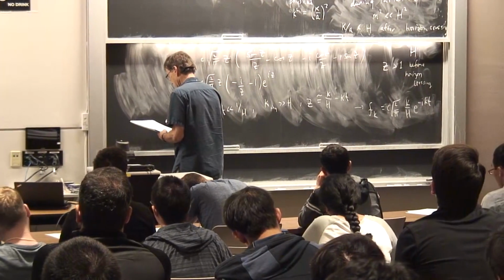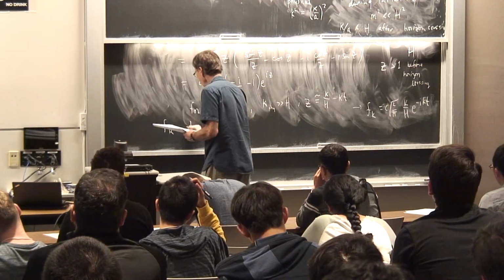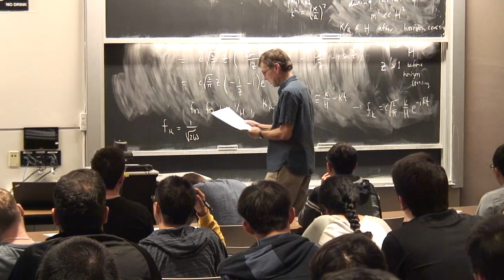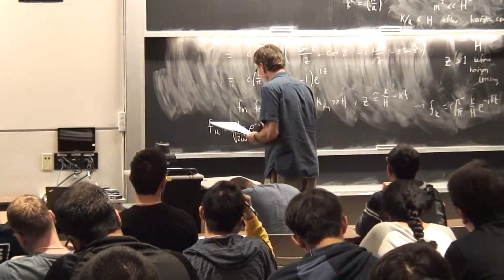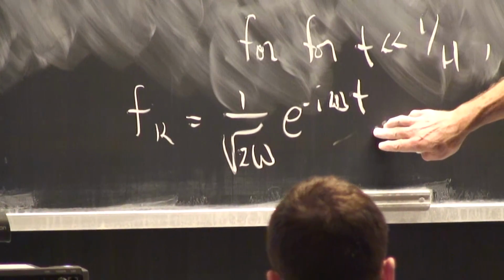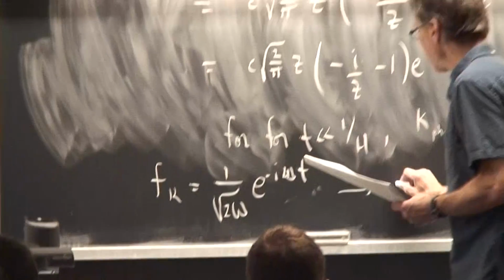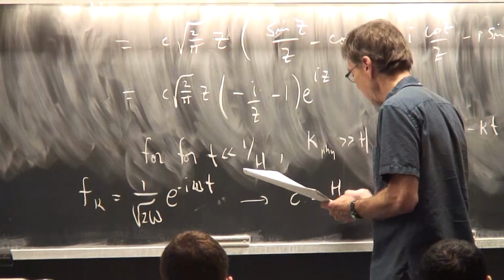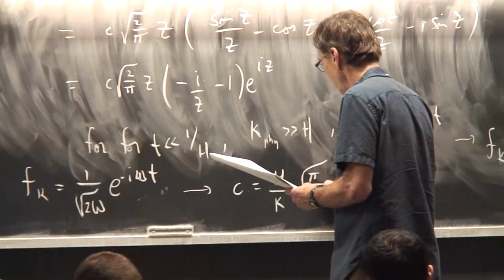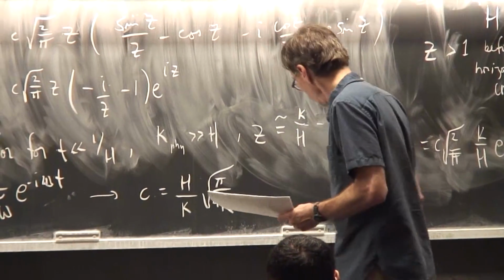And in Minkowski space, we know how to normalize this. So this looks like a normal canonical quantum field. It should just be equal to this. And so that tells us what to take for C. It's H over k, square root of pi over 4k.